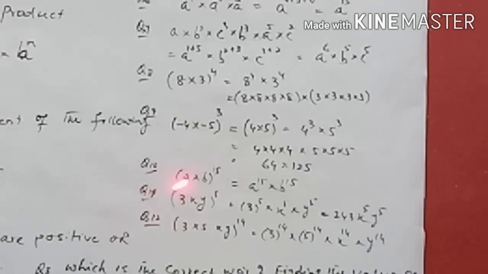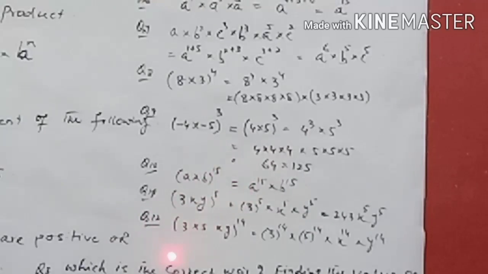Now come to question number 11. In question number 11, 3xy. 3 is a numeric value. X and y are the variables having the power 5. That means by the law of power of a product, 3 raised to power 5, x raised to power 5, y raised to power 5. X and y are the variables having the power 5, but 3 having the power 5 means 3 multiplied by itself 5 times. The answer comes as 243.